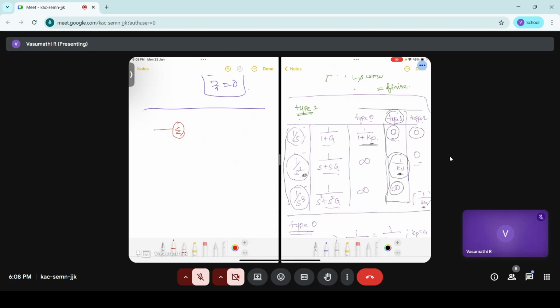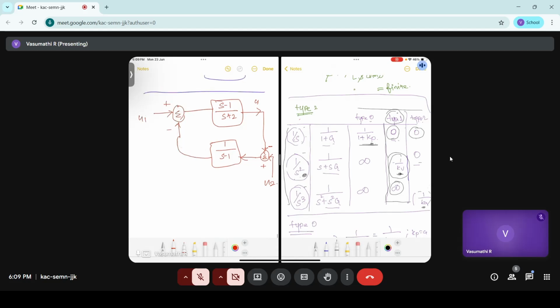So summation here, u1. This will be plus, and this will be minus. Plus s minus 1 by s plus 2. This will be y. S minus 1. Oh, there is a summation here also. This, which is minus, which is plus here. This must be minus. This is plus, that is. Okay, right. First, this is the transfer function they have given.